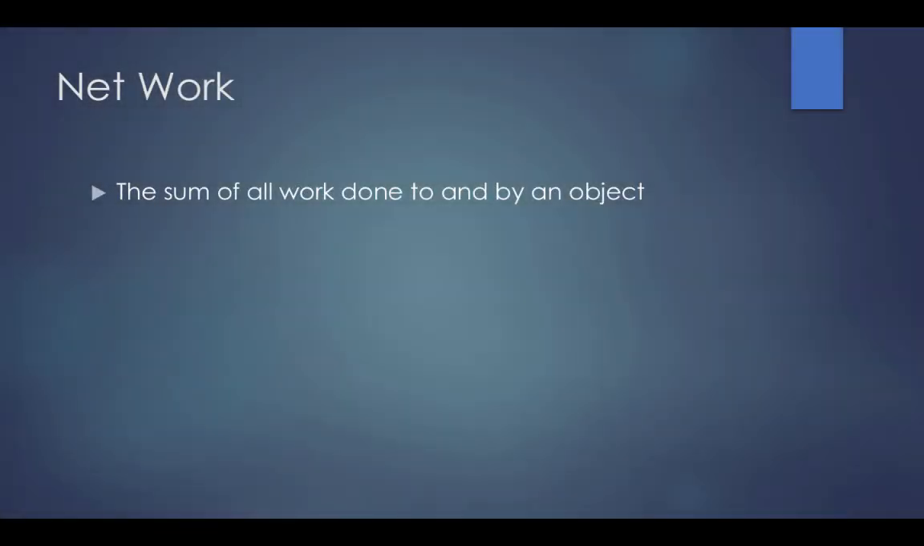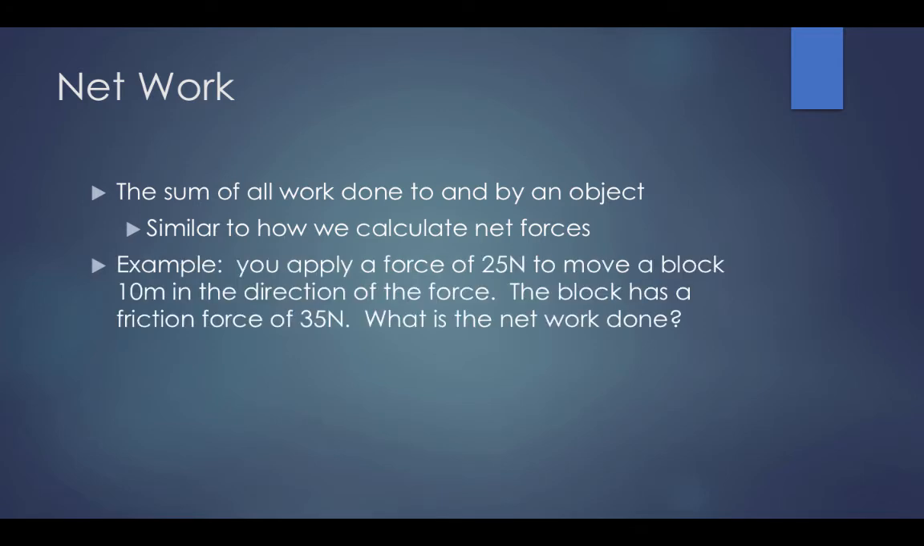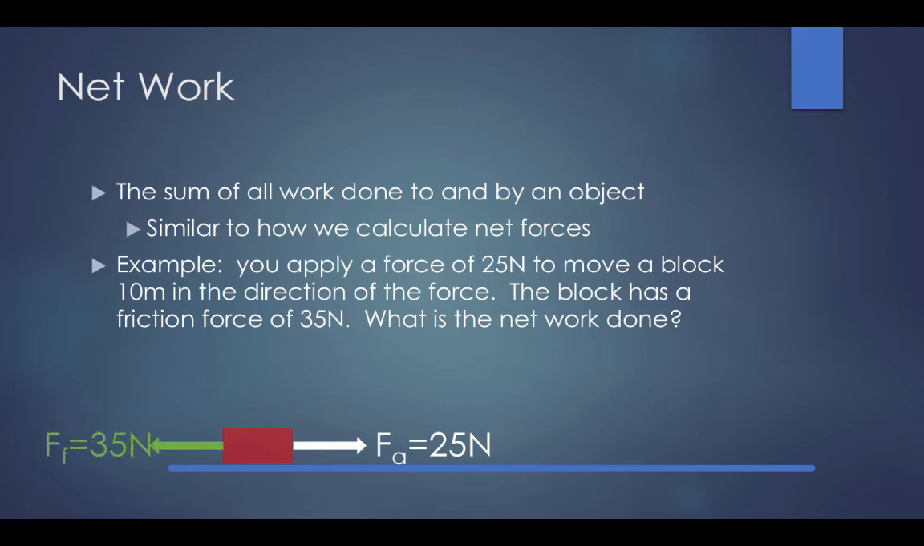Net work is the sum of all work done to and by an object. We can calculate net work similarly to how we calculate net forces. Let's use our last example. You have a block on a table. You assume that the applied force on the block is 25 newtons, and there is 35 newtons of friction force acting on the block. The block moves to the right in the direction of the applied force. It displaces 10 meters to the right.